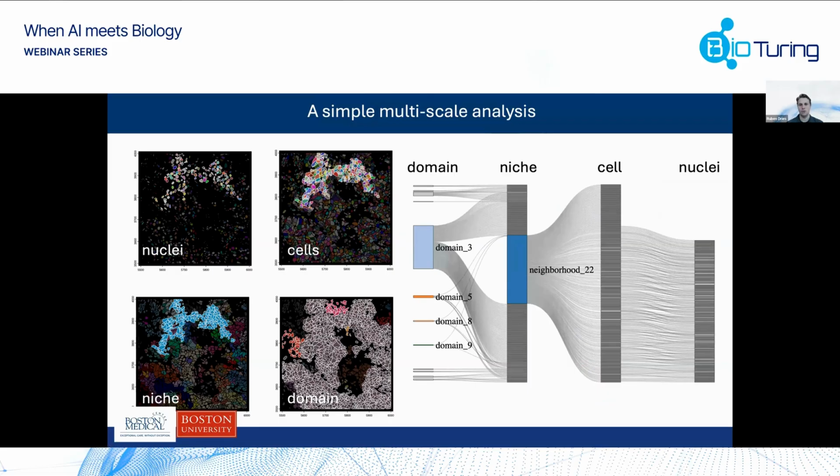And so we make it very easy to connect these different spatial scales to each other. But then you can also use that information to think about doing some very simple comparisons. For example, how is the cell and the nuclei data coming from the same spatial domains, the same spatial area? How is that different?